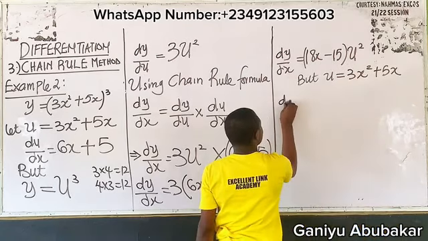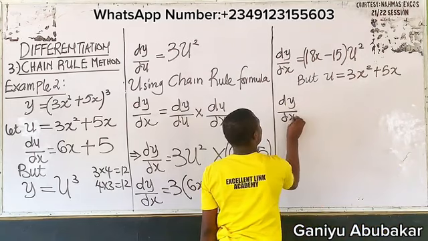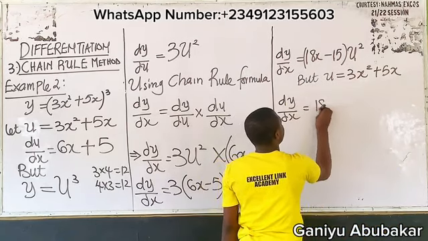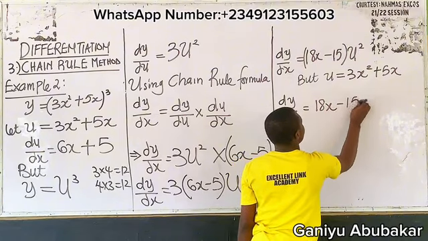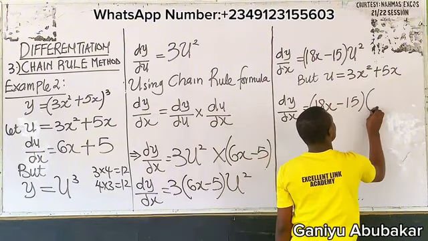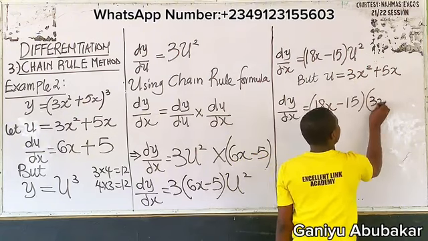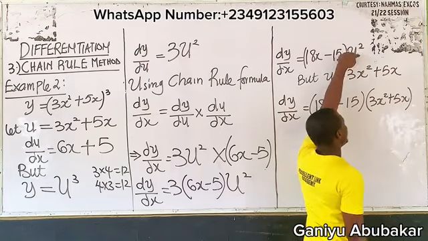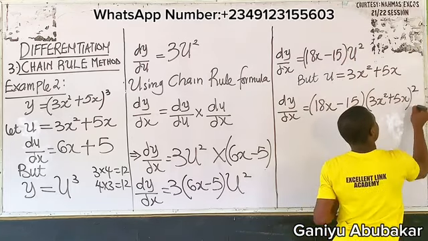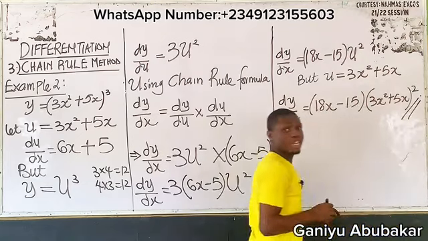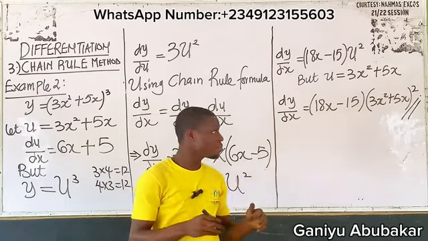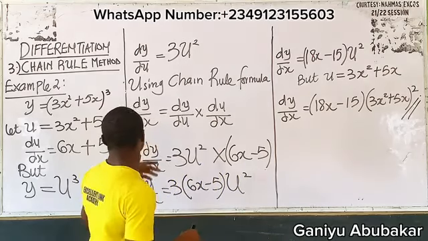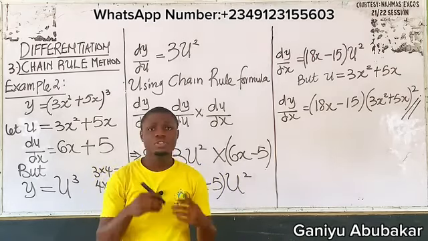I'll have that dy/dx now will be equal to 18x plus 15 into what's u? That's 3x squared plus 5x, all squared. This is my answer after solving this problem using the chain rule method of differentiation.